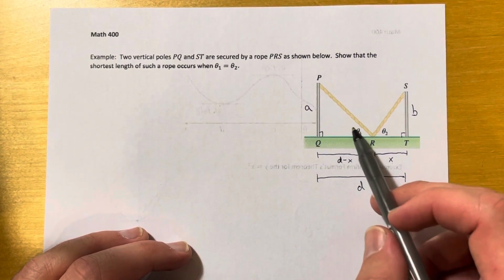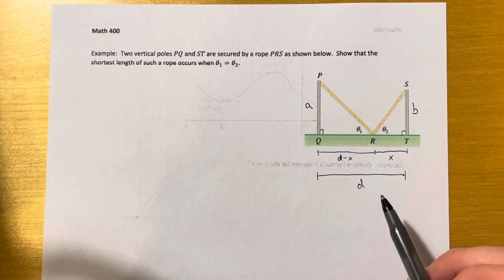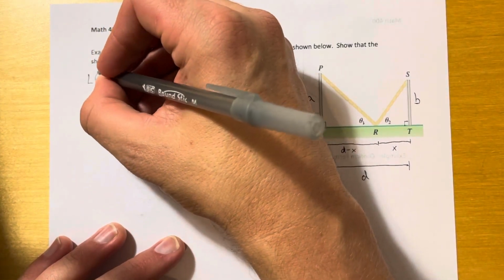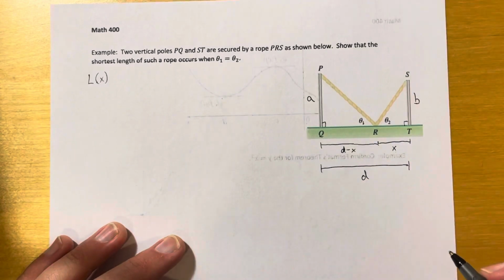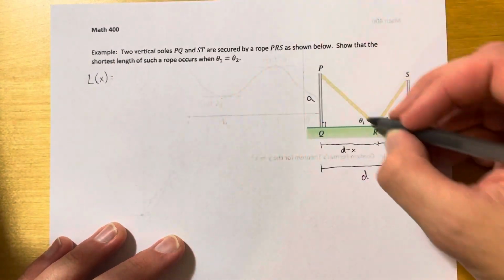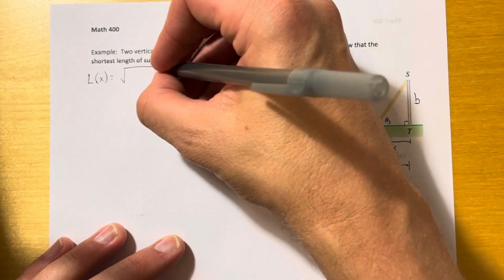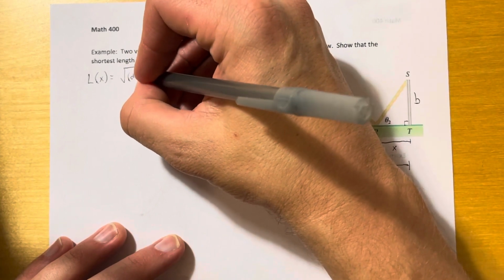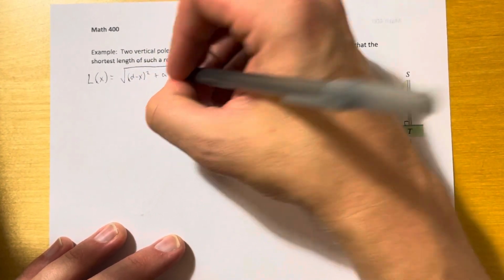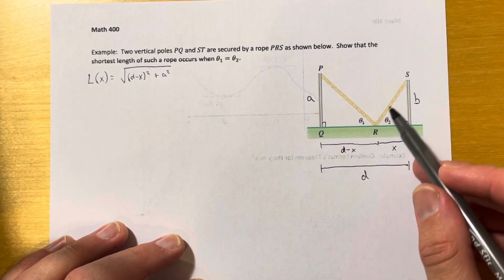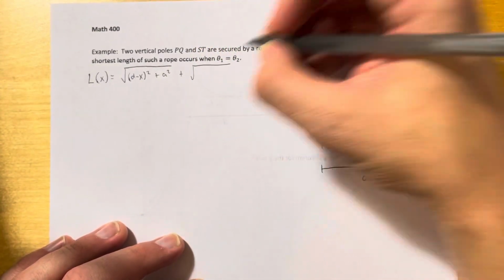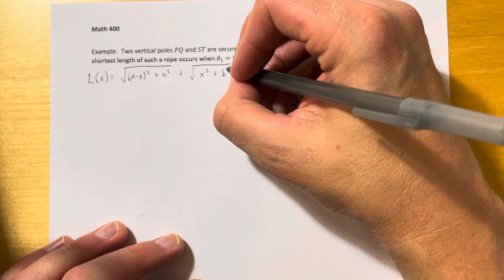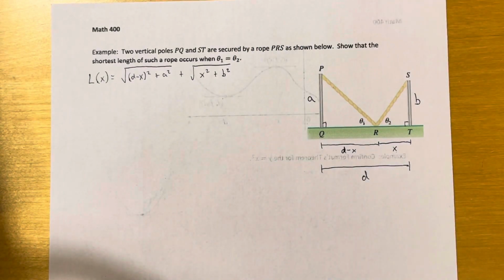So what I'm going to do is find the hypotenuse of each of these right triangles and add them up to get the length of my rope. I'm going to call that function L of x. Again, x is the only variable here. So what is the hypotenuse of this first right triangle? Well, it would be the square root of (d minus x) quantity squared plus a squared. That's just straight from the Pythagorean Theorem. The hypotenuse of this second right triangle is the square root of x squared plus b squared. Okay? So far, so good.